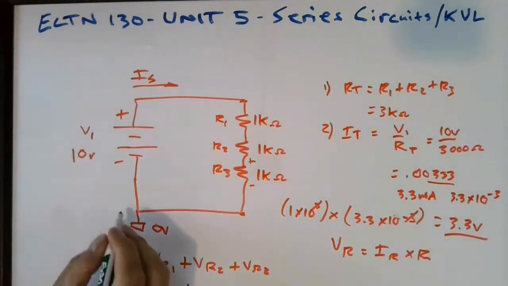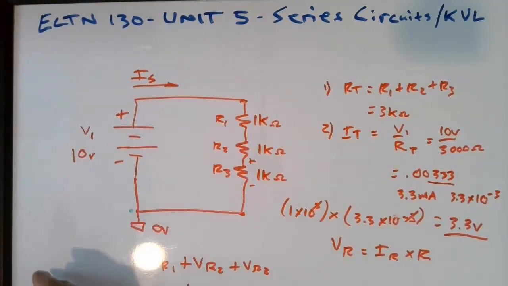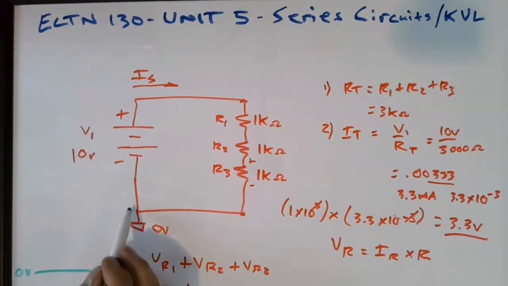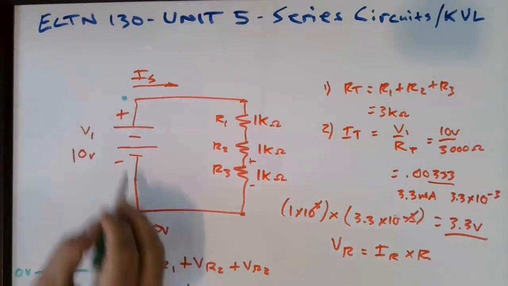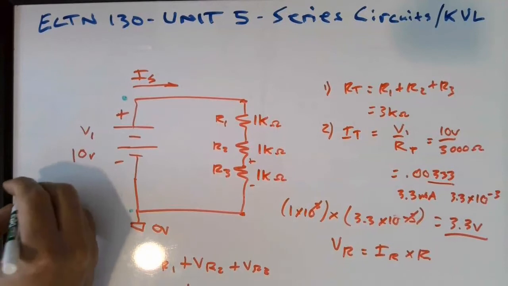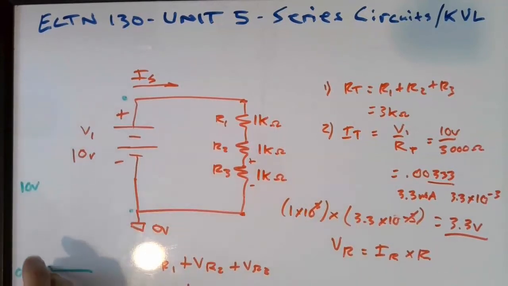If we started our 0 volt point here as 0, we can draw a graph here, 0 volts. When we get all the way up to this point here, we've increased the potential voltage by 10 volts. So now we've gone up from 0 volts all the way to 10 volts.